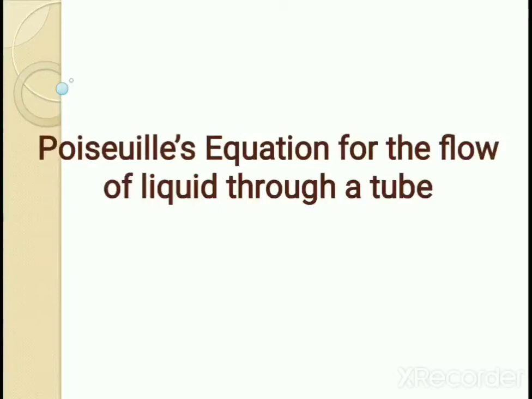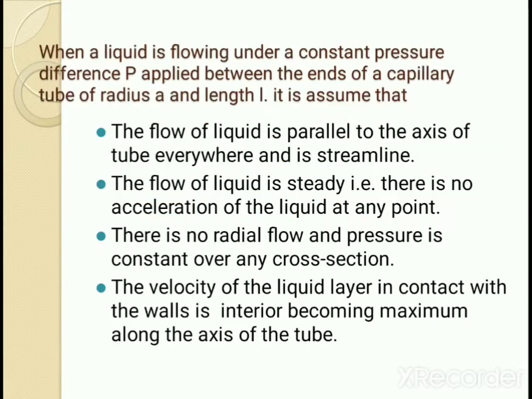In this video, we are going to study the Poiseuille's equation for the flow of liquid through a tube or a pipe. Now see, there are some assumptions. When a liquid is flowing under a constant pressure difference P applied between the ends of a capillary tube of radius a and length L, it is assumed that the flow of liquid is parallel to the axis of the tube everywhere and is streamlined.